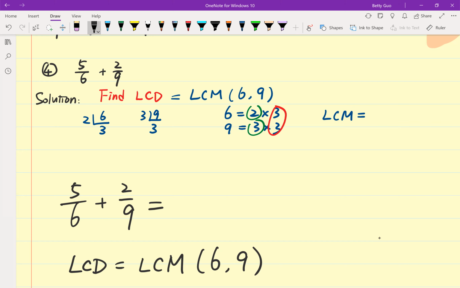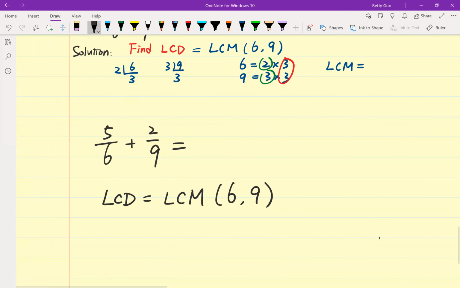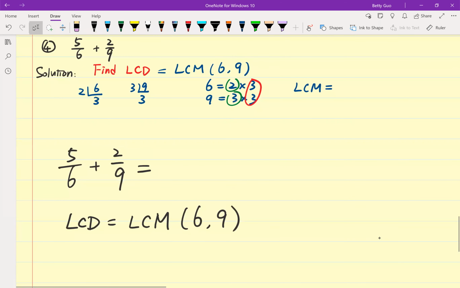No, they are not mutually prime. So this is not a special case number 1, not a special case number 2. It's a regular case. If it's a regular case, how do you find the least common multiple? Do you guys remember? No, special case number 2 is to multiply. So how do you find the least common multiple if it's not a special case?